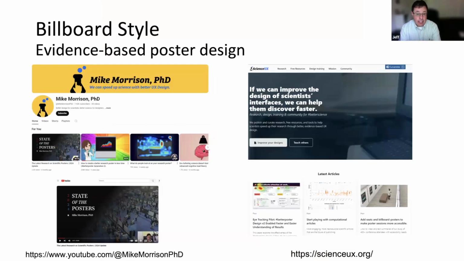And if you take nothing else out of this discussion, if you really want some good ideas about how to design posters, I can't recommend Mike Morrison's website enough. He has a YouTube channel as well as a website called Science UX. These are listed down here. He actually studies poster designs. He is a scientist, but also has a degree in visual arts and helps guide design.